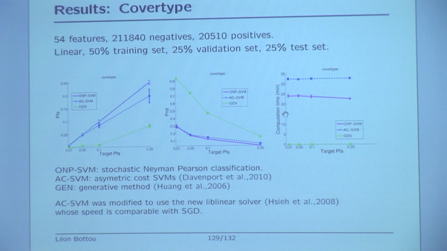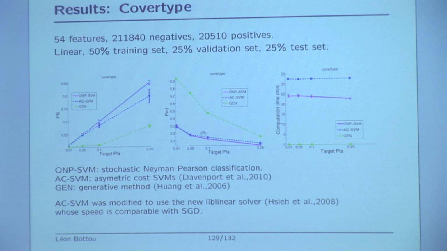Let's take a bigger one. So it's the Covertype data set. This time we have 200,000 negatives, 20,000 positives, still linear. And what do we have here? We still have that the generative model doesn't work. The online SVM is still on target. And the AC SVM, the asymmetric cost SVM, well, sometimes it starts to be off a little bit. And that's also because it doesn't find the C plus, C minus. So this algorithm has a sophisticated way to try to find the C plus, C minus in an efficient way. And sometimes it's a bit over conservative, but it's not that bad.